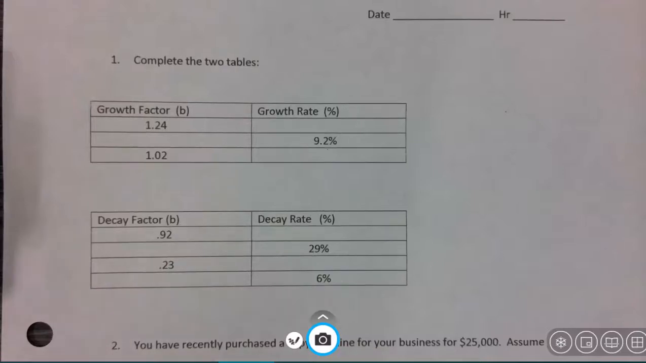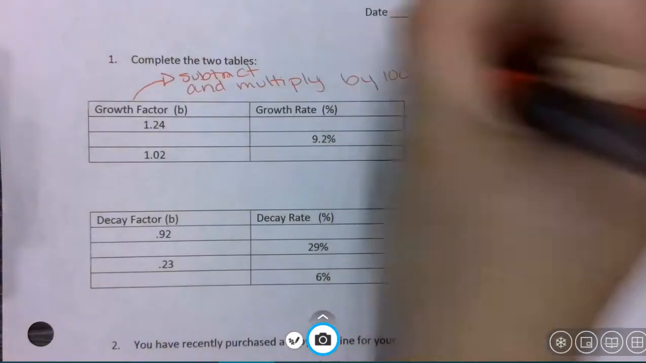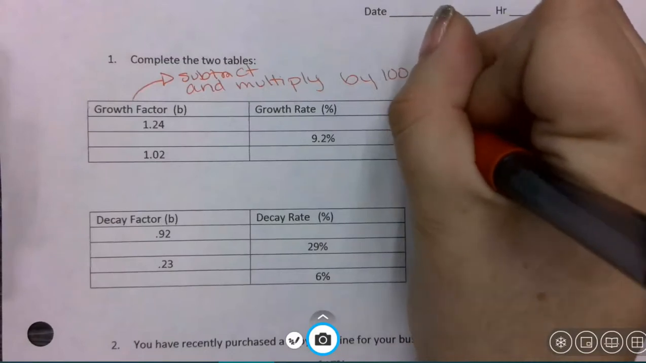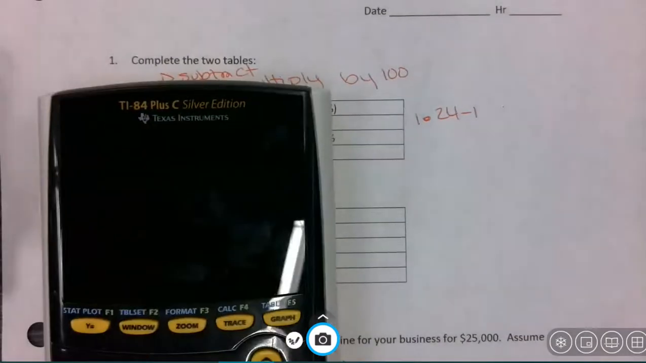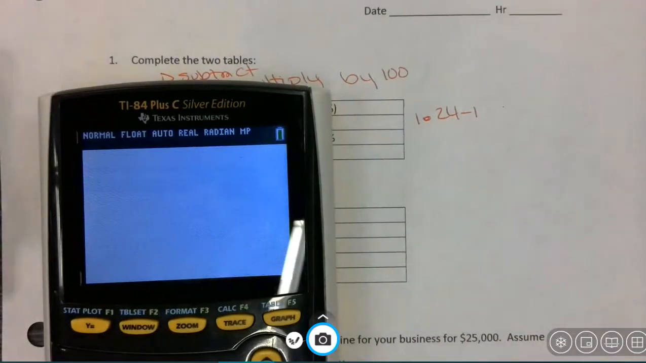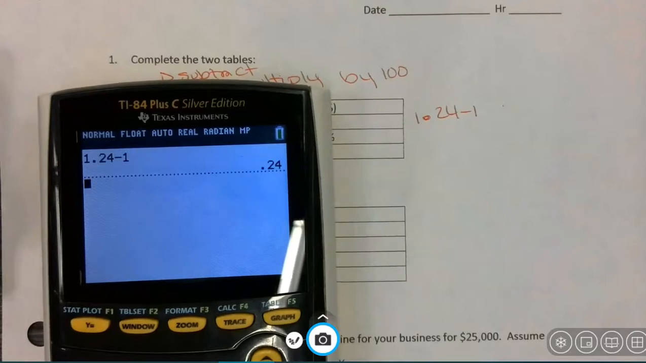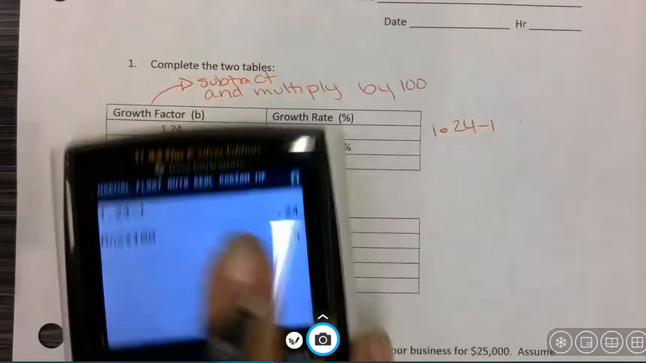So on this one, when I want to go from my growth factor to my growth rate, I want to subtract 1 and then multiply by 100. So what I want to do here is I'm going to do 1.24 minus 1, which gets me, let's clear my screen, 1.24 minus 1 gets me 0.24, then I times it by 100, and I get the 24.